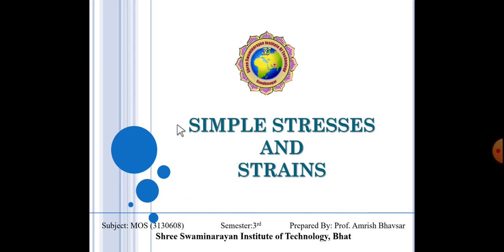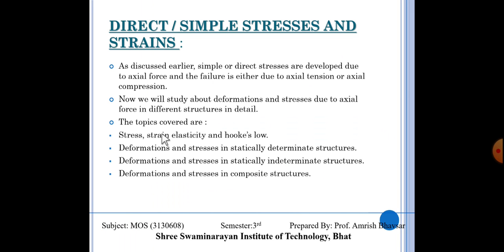So whenever any body is deformed due to force, there are certain chances of stresses and strains being produced in that body. So first of all, we are going to understand stress and strain and some terminology. First of all, we are going to understand direct, meaning simple, stress and strains.